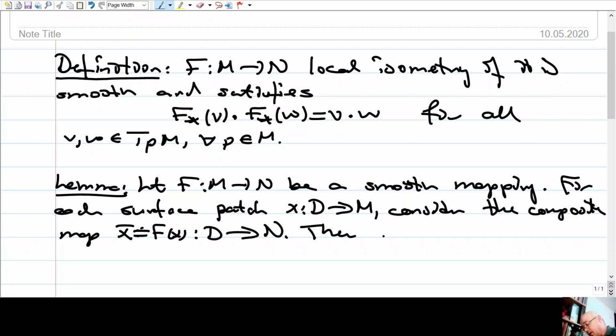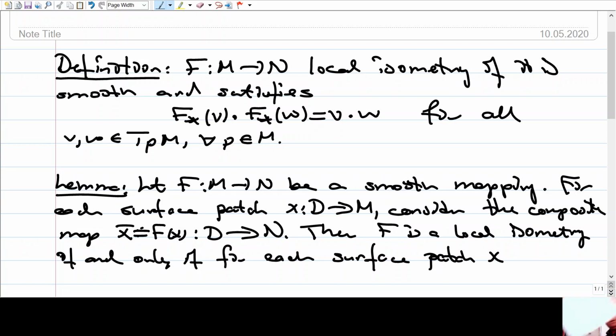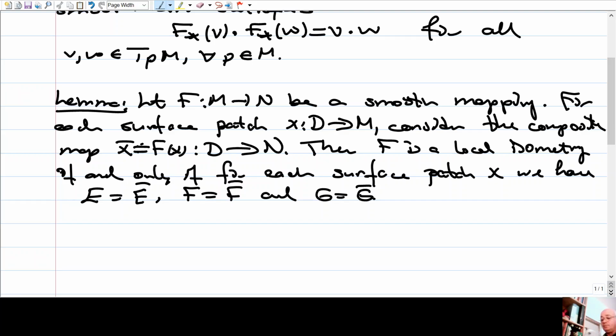Then the conclusion is this. Then f is a local isometry if and only if for each surface patch X we have E equals E bar, F equals F bar, and G equals G bar. Okay, we proved this last time.